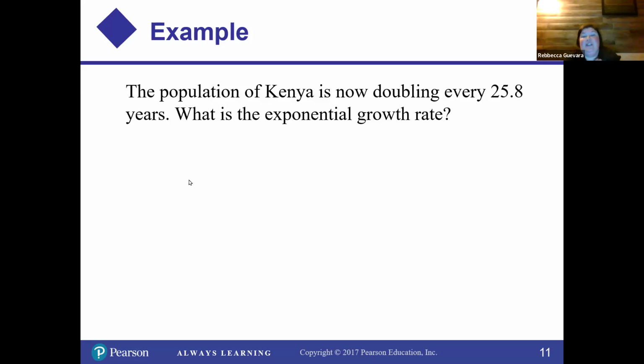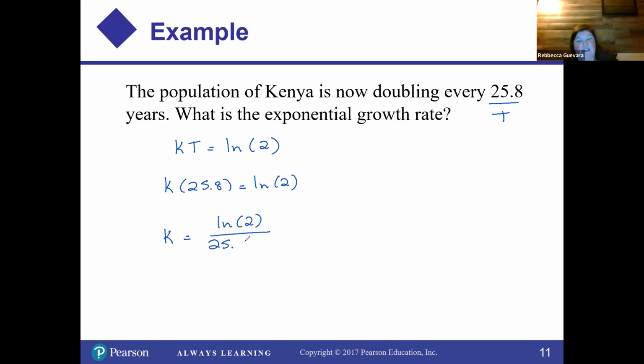So for example, the population of Kenya is now doubling every 25.8 years. We want to know, what is the exponential growth rate? So this is where we get kt equals natural log of 2. We know that this population is doubling every 25.8, so this is going to be my t. So k times 25.8 equals natural log of 2. If I want to figure out k, my growth rate, that's just going to be natural log of 2 divided by 25.8.